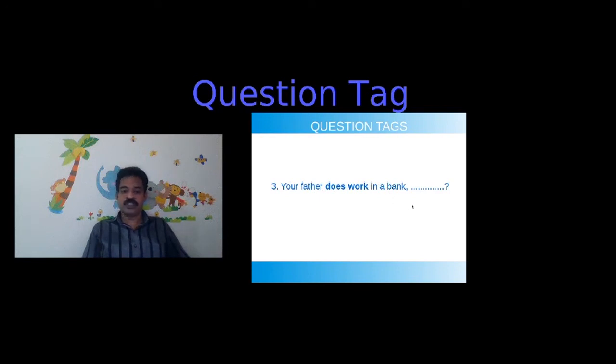Now coming to the question tag, you have to rewrite the primary verb over here. So let's see how it comes. Your father works, work became works in a bank, and the primary verb does comes over here. We find that the work has changed to works and the primary verb had come at the end. Now our next thing is whether the sentence is positive or negative. So our sentence is positive. So our tag should be negative. So what will it become? It will become doesn't, right?